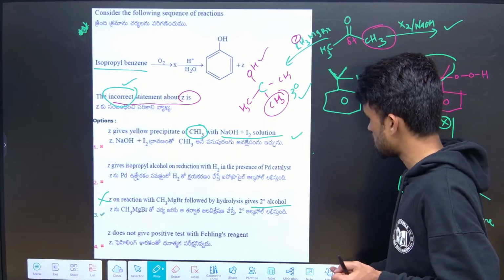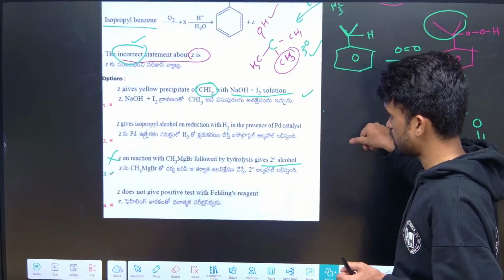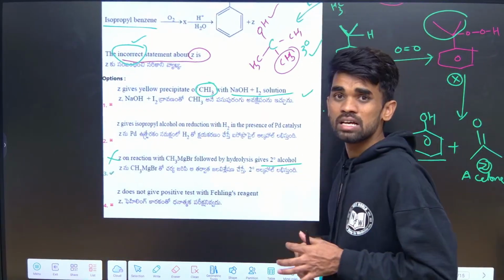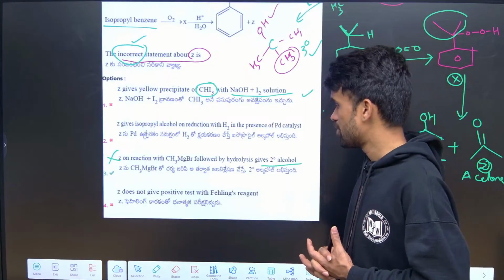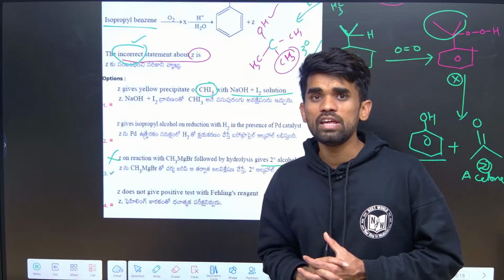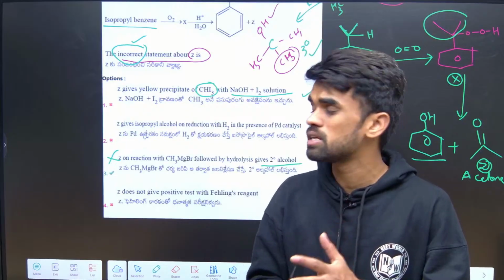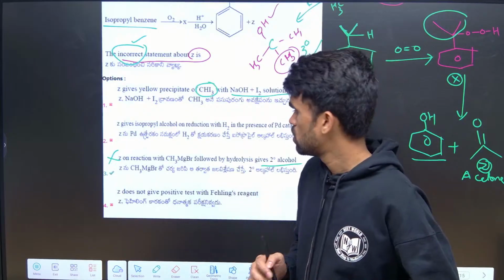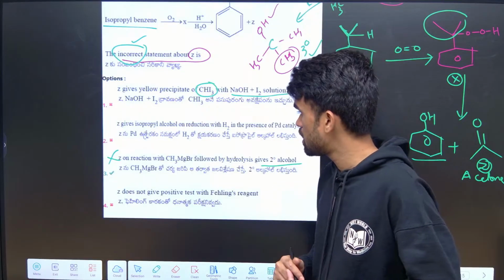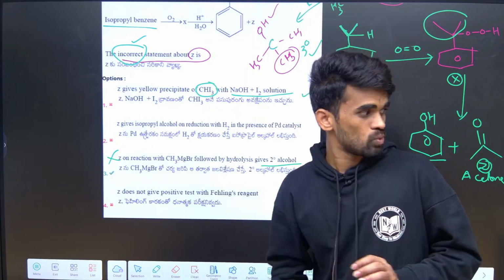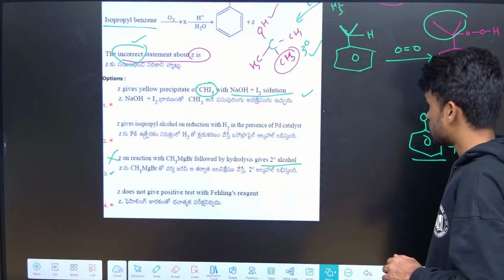So Z does not give positive test with Fehling's reagent. Yes, so Z, that acetone, ketones will not give positive test towards Fehling's reagent. Only aliphatic aldehydes will show positive test with this Fehling's reagent. So option 4 is also correct. So the incorrect statement here is option 3 only. That is what you need to choose.